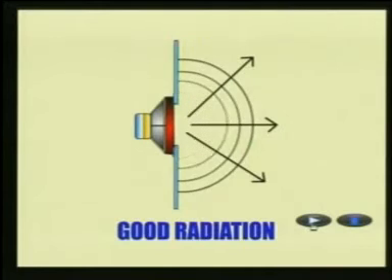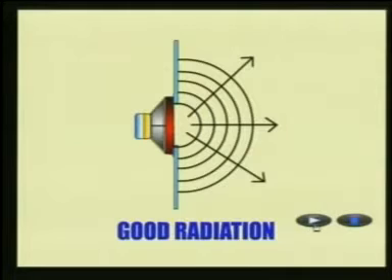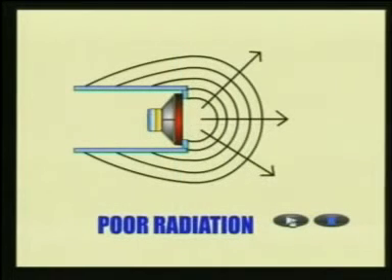See, all the waveforms are moving in the front only. This is how the baffle stops all the waveforms moving front to back or back to front. Previously we saw the good radiation. Now we see the bad radiation pattern here.